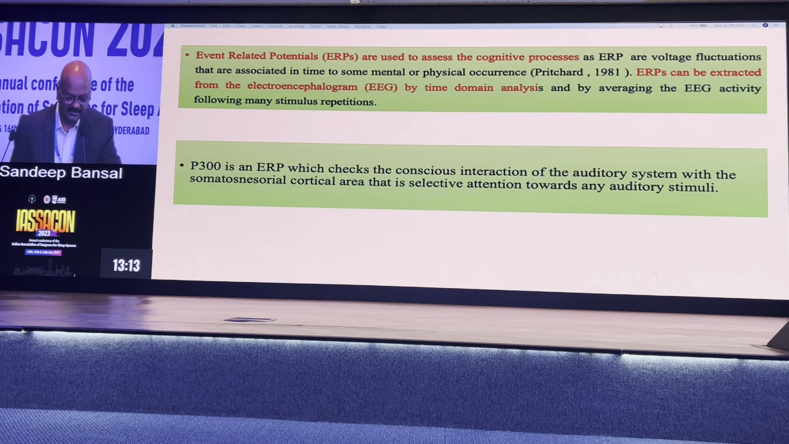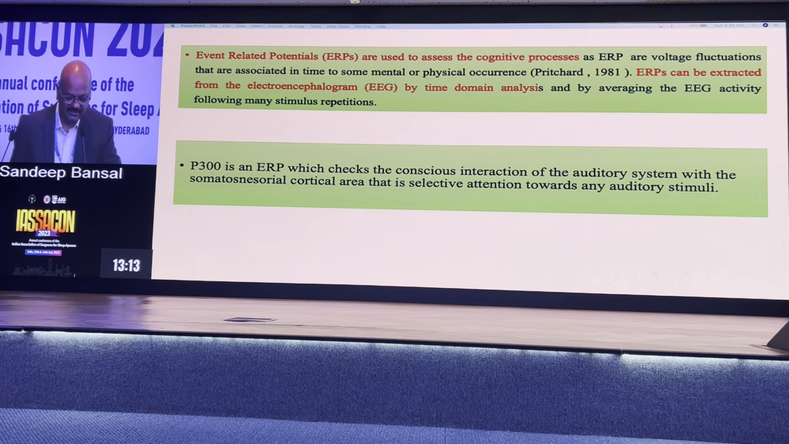Now, P300, N1 and P2 are waves which are usually seen when we check cognitive functions by ERPs, that is event-related potentials, and the N1 and the N2 are at 13 milliseconds and 23 milliseconds. So that's what it is all about. We can't go into details of this.